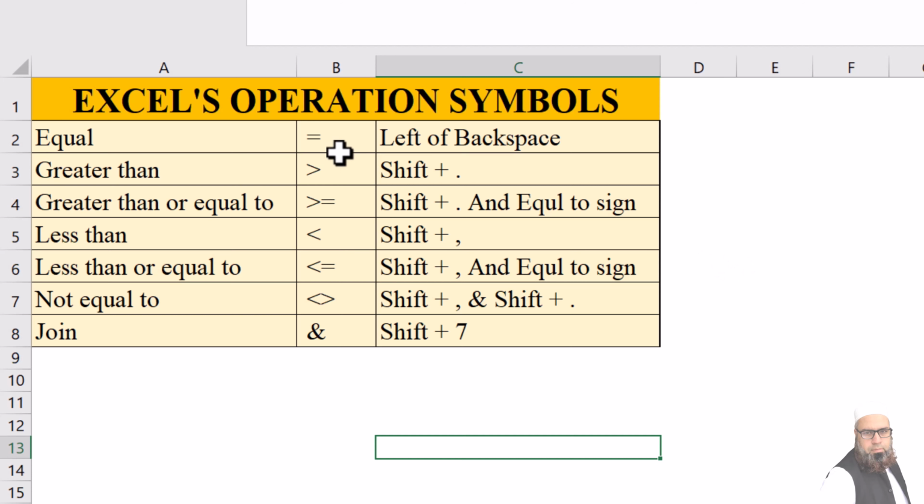The logical operators are equal to, and that can be inserted by the left of the backspace key. Greater than, that will be inserted by pressing shift plus dot. Greater than or equal to, that is shift plus dot and equal to sign. Less than, shift plus comma. Less than or equal to, shift plus comma and equal to sign. Not equal to, shift plus comma and shift plus dot. Join and sign, and it can be inserted by shift plus 7. Normally, logical operators provide answers in true or false.